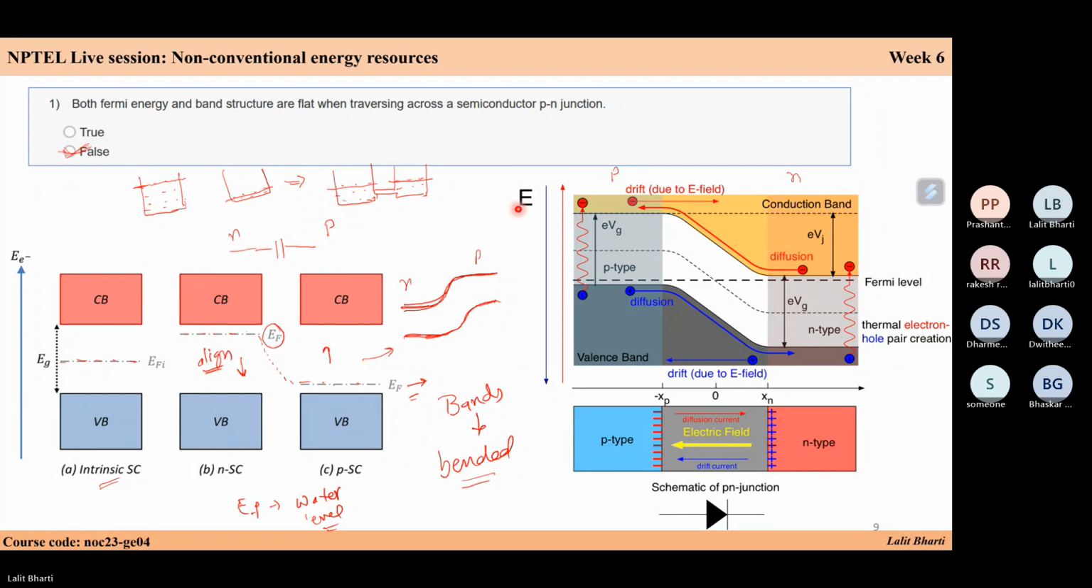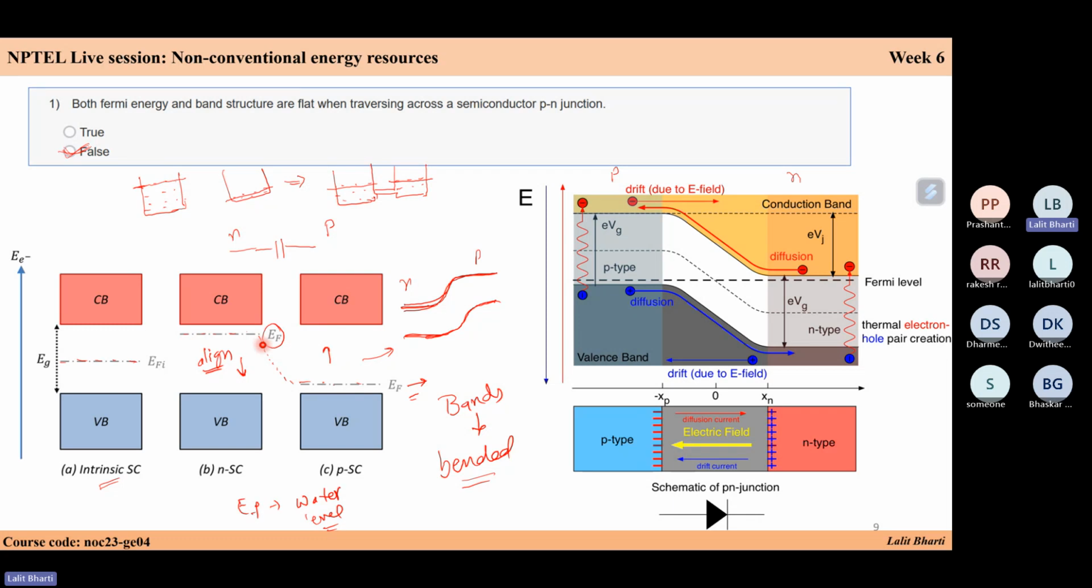So we know what happens at the interface. This is your intrinsic semiconductor. This is your N-type semiconductor. This is your P-type semiconductor. For N-type, your Fermi energy levels are near the conduction band. For P-type, your Fermi energy levels are near the valence band. So as we put them together at the interface, your Fermi energy levels will align, similar to, as I explained earlier, two buckets filled with water at different water levels. As you connect them, the water level will get to the same level.